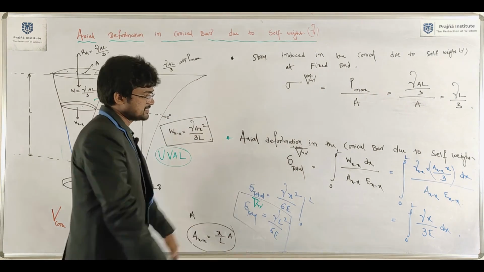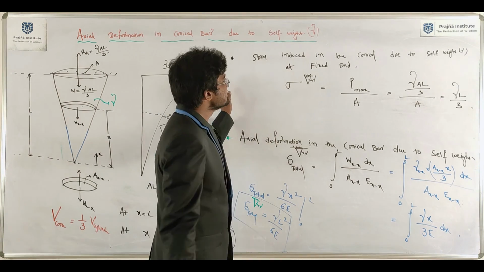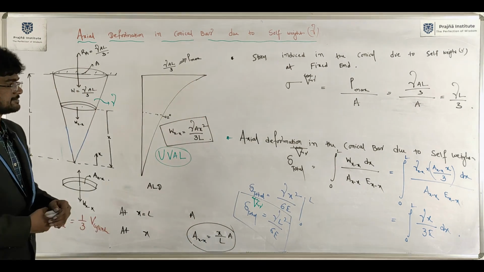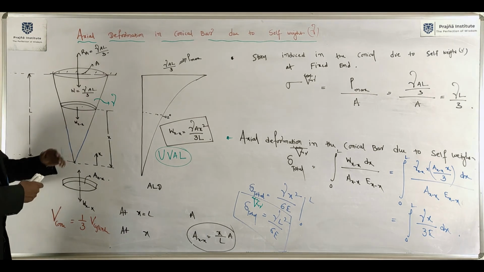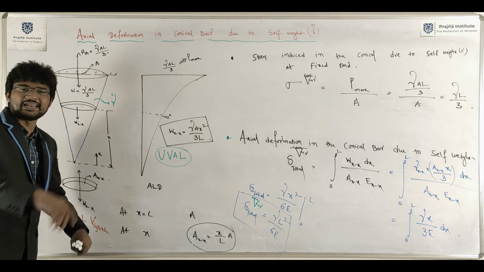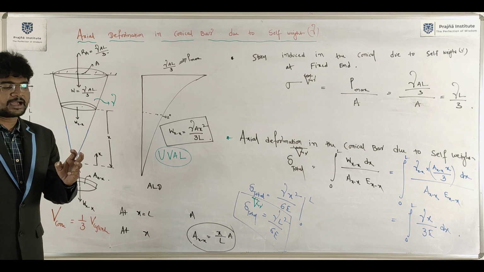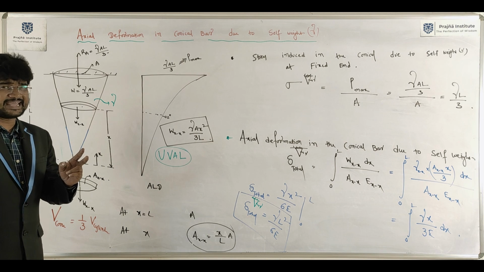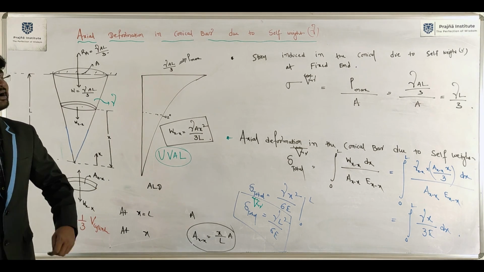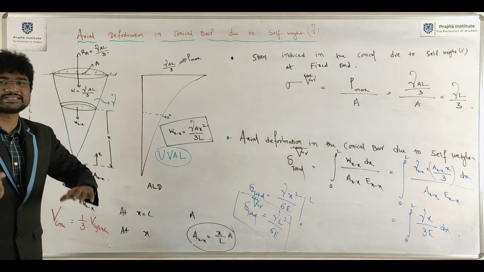Okay? So this is the way to determine axial deformation in the conical bar due to self weight and stress induced in the conical bar due to self weight. Both are very simple. This is the derivation regarding axial deformation in the conical bar due to self weight. What are the things discussed till now? Axial deformation in the non-uniform rod. After that, uniform circular bar. Next, uniform tapered circular bar, tapered rectangular bar. Axial deformation in the prismatic bar due to self weight. Axial deformation in the conical bar due to self weight.